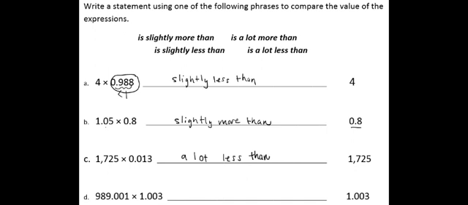In my last question, I have 989 thousandths times 1 and 3 thousandths. Well, 989 is a pretty big number, so that means I'm going to end up with a number that is a lot more than the 1 whole and 3 thousandths that I started with.